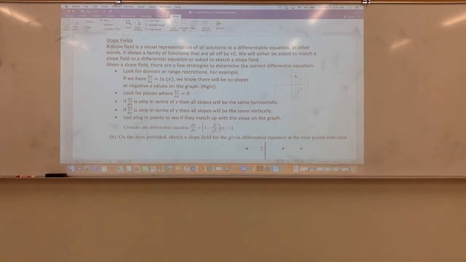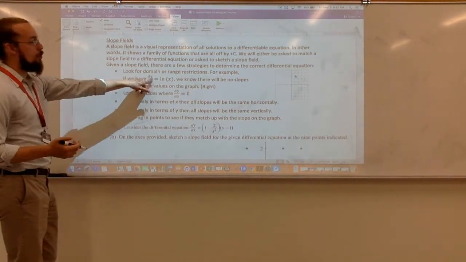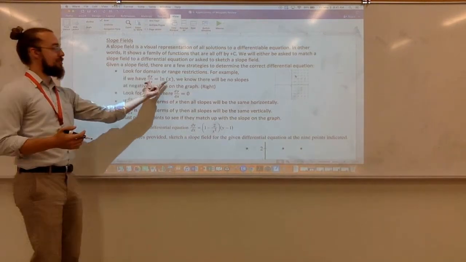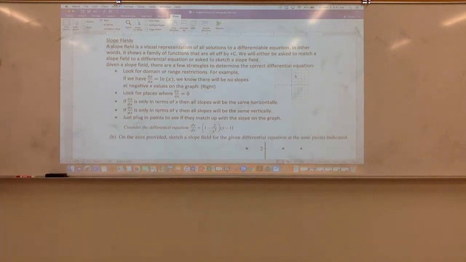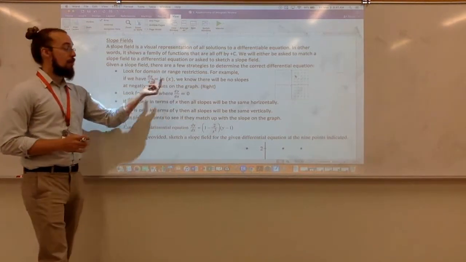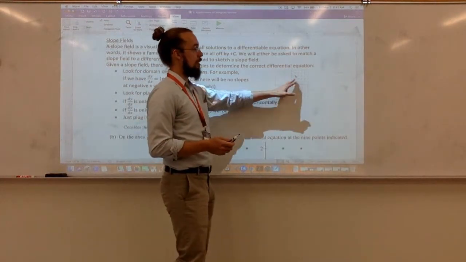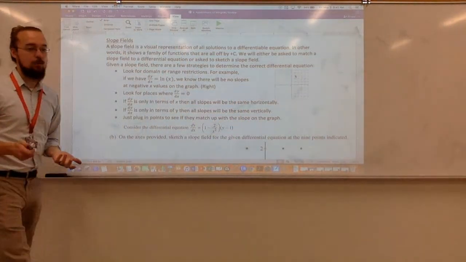So we talked about a few strategies to determine a correct differential equation. One was to look for domain or range restrictions. These are kind of a dead giveaway. For example, if our differential equation is dy dx equals the natural log of x, well, we know we can't take the natural log of any negative numbers. Therefore, on a slope field, nothing to the left of the y-axis would have a slope. So here's an example of that. This would be a slope field of the natural log of x.